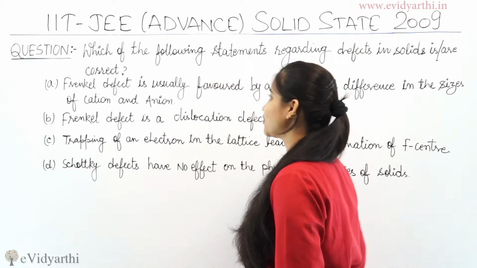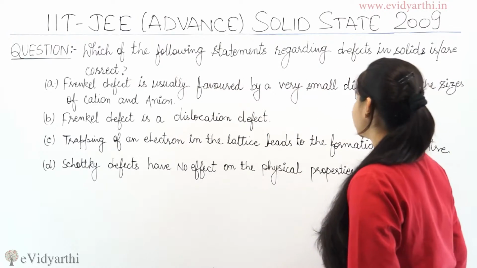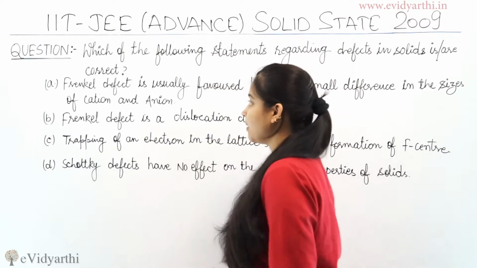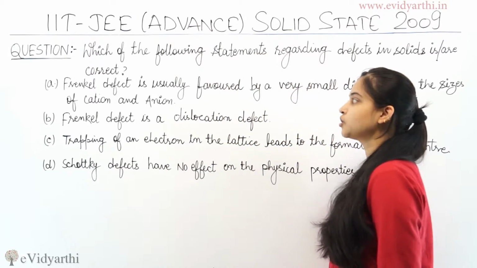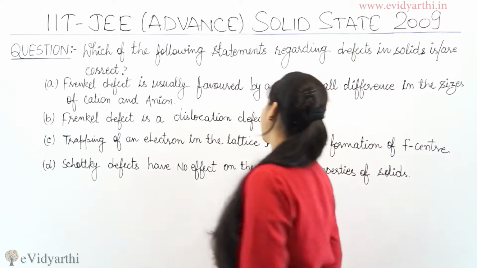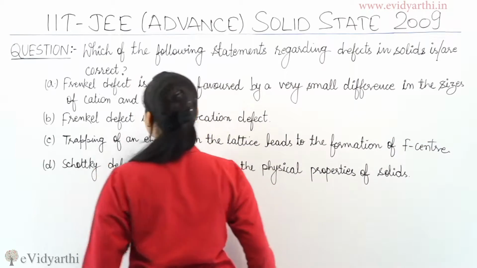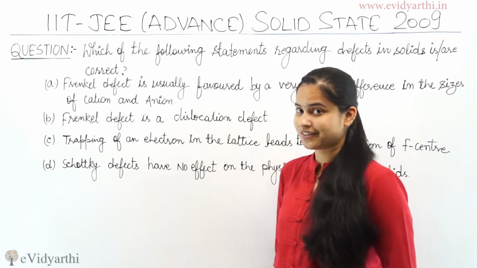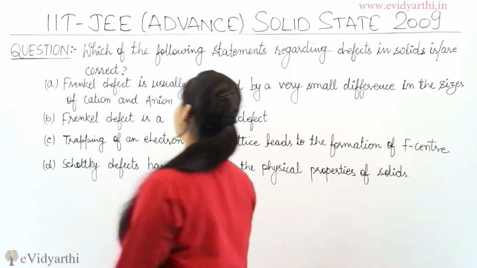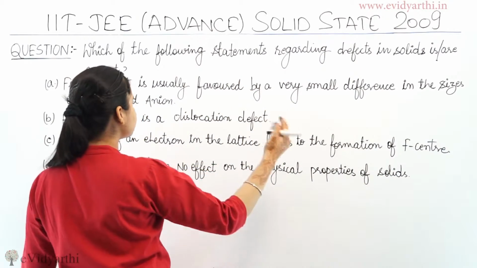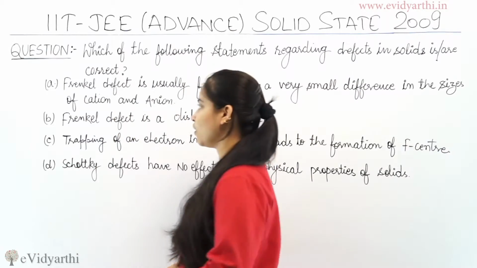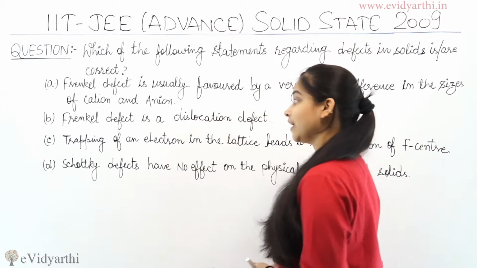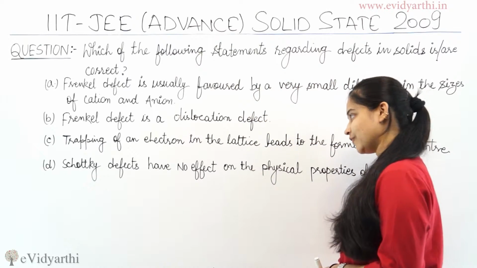So the question is, which of the following statements regarding defects in solid is or are correct? Number 1. Frenkel defect is usually favored by a very small difference in the sizes of cation and anion. Totally wrong, because Frenkel defect is usually favored by a large difference in the sizes of cation and anion. Correct? Coming to the next point, Frenkel defect is a dislocation defect.